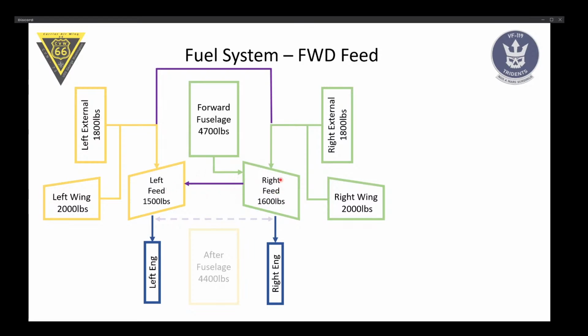transition. So if we have, let's say, 1,600 and it's 1,000, the fuel level in this tank will be higher, which will create a pressure difference in respect to the left tank, and fuel will flow in here until that pressure difference is equal. But generally, what this means is that we will not take any fuel from the after fuselage tank.